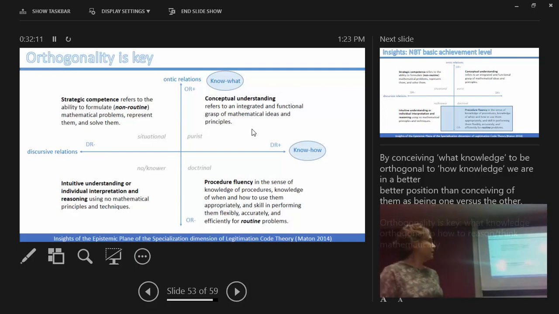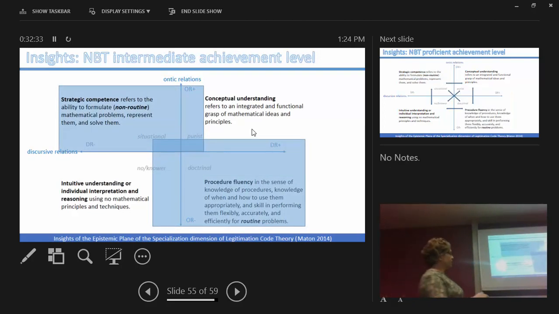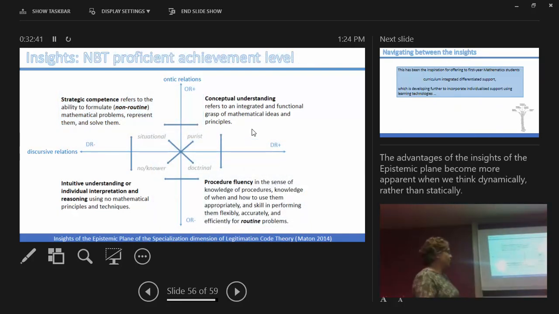What one can also look at is, if I looked at the NBT results, typically a student who has a basic achievement level would be working in this, maybe a little bit over here with their own reasoning, but not necessarily being able to answer the questions too well. Then the students in the more intermediate level are able to move between these quadrants and a little bit into the conceptual understanding. And the proficient students are able to move around these quadrants interchangeably. And these are the students that typically can do better at university.